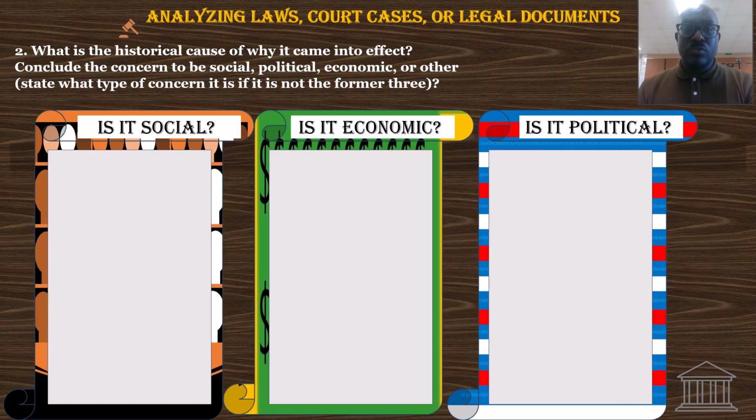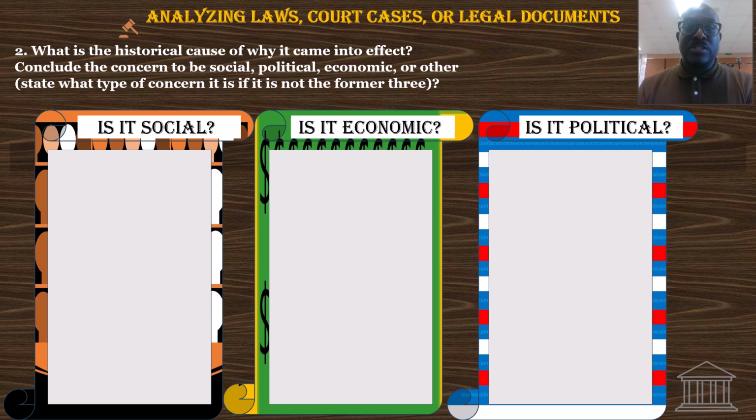All right, so we go to slide 2 of analyzing laws, court cases, and legal documents. For number 2, what is the historical cause of why it came into effect? It meaning the law, the court case, the document, or the idea. Usually laws and rules are created out of chaos, and in order to create order, a law is created.